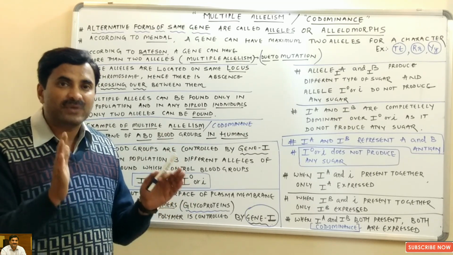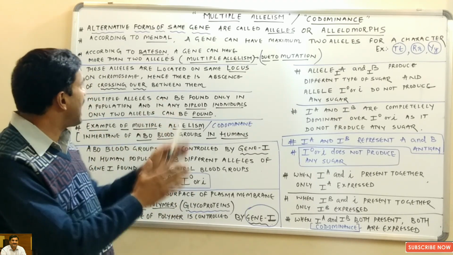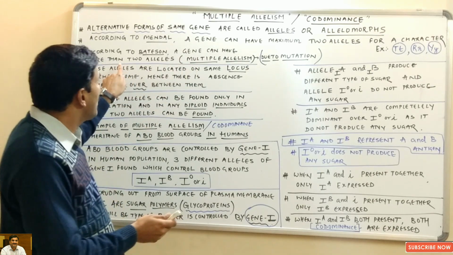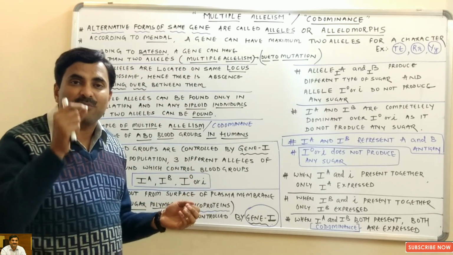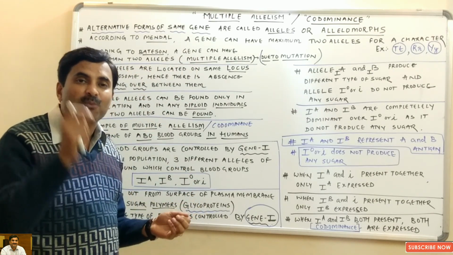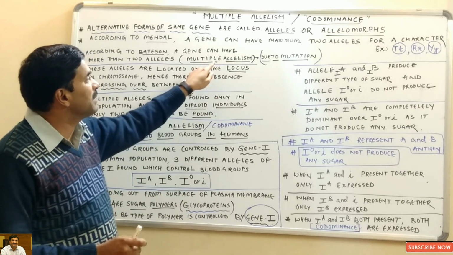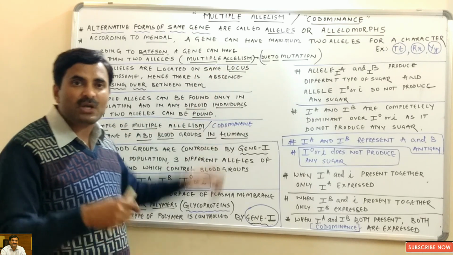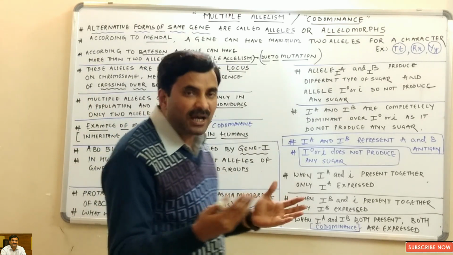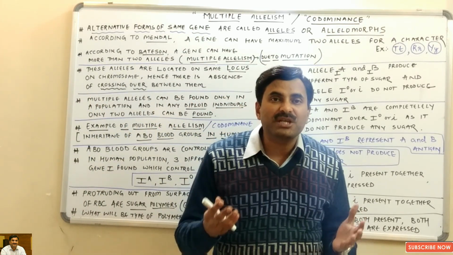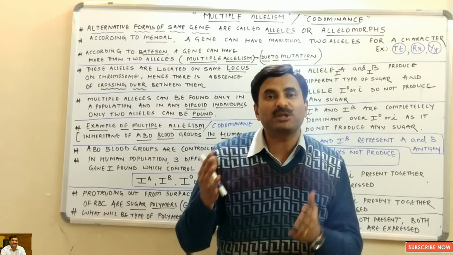Once again I am repeating, according to the Bateson hypothesis, Bateson started his work on modern genetics and said that a gene can have more than 2 alleles, and when a gene has more than 2 alleles, then the phenomenon is called multiple allelism. Now the question arises, how is it possible that a gene can have more than 2 alleles?